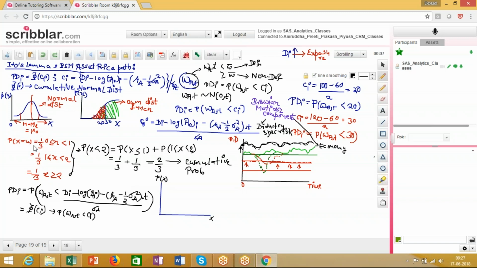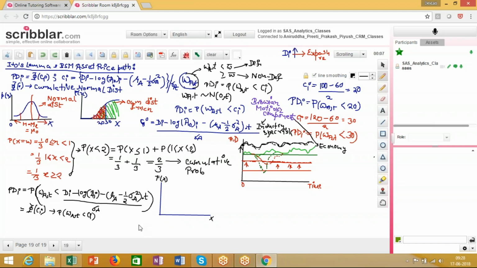I say that the probability of x is 1/3 between 0 and 1, 1/3 between 1 and 2, and 1/3 for values greater than 2. So this is where the probability is the same. Now what I want to know is the probability of getting a number x less than 2. That means the probability that x is less than or equal to 1 plus the probability that x is greater than 1 but less than 2. So this is the probability of x less than 2.